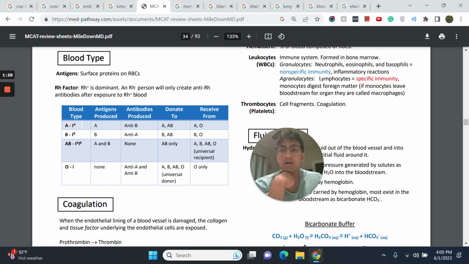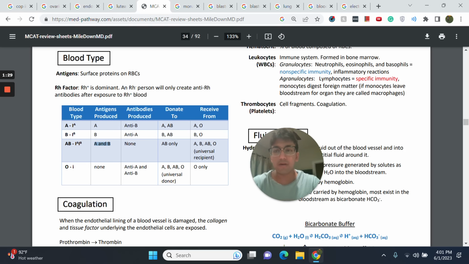So if you are, for example, blood type AB, that means that the antigens being produced on your red blood cells are A and B, both A and B on your red blood cell surface, and you're not going to be producing any antibodies. And so you can only donate to other people who have AB, because if you give to anybody else, they're going to have antibodies against either the A or the B, right? But you can receive from anybody because you don't have antibodies against anything. You're okay with receiving anything because you have both A and B antigens, and so your immune system thinks that A and B are your own self antigens. And so it's not going to attack A or B or AB or O.